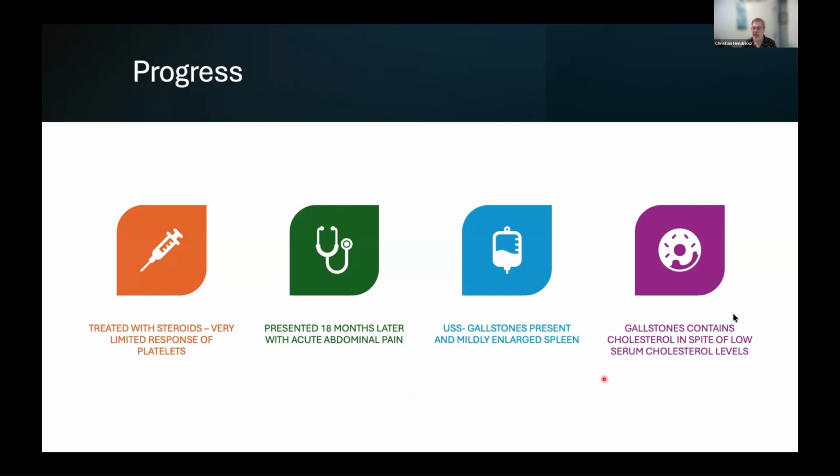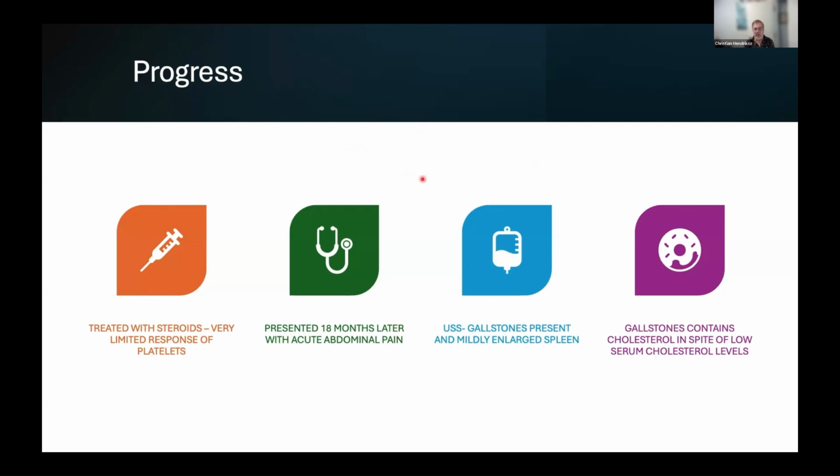They had a quick look. And the interesting thing is they found that he had some gallstones and a mildly enlarged spleen. They analyzed the gallstones, which contained cholesterol, but the serum cholesterol levels were low. Anybody want to make a diagnosis here? Anybody there thinking they've got an idea of what we're dealing with here?